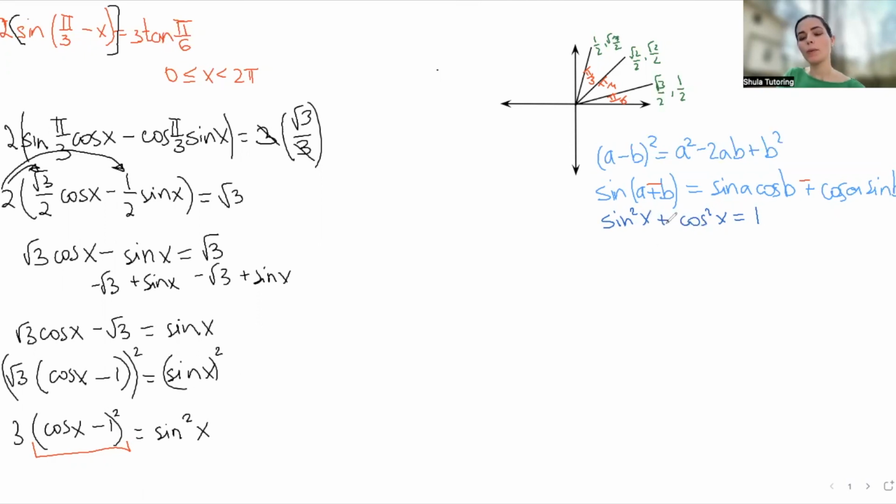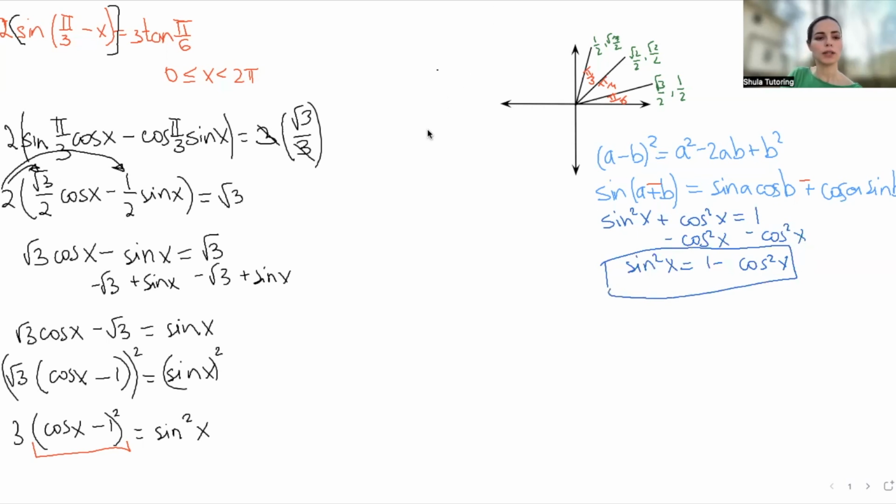So this formula provides us with a very simple way to convert sine squared x to an expression involving cosine squared x, and then we will be able to solve the whole equation. So sine squared x is equal to, if we subtract cosine squared x from both sides, 1 minus cosine squared x. So that's what we can write instead of sine squared x. So let's do that right now.